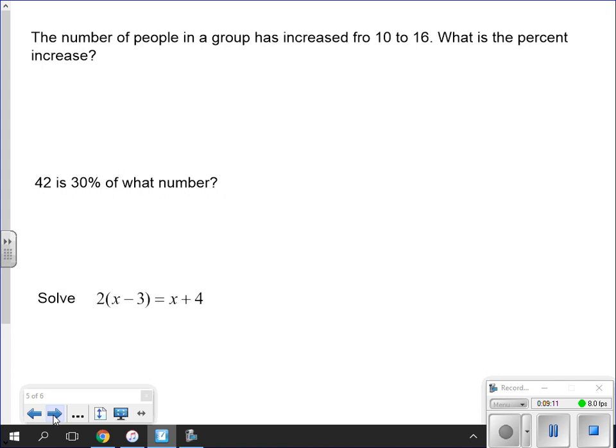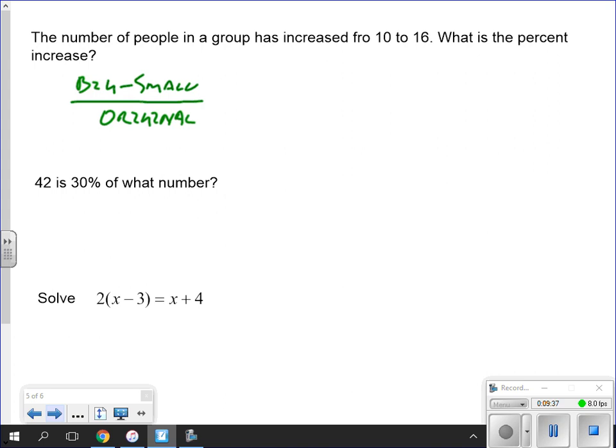Okay. So the number of people in a group has increased from 10 to 16. What is the percent increase? To find the percent change, percent increase or decrease, it doesn't matter, you take the big number minus the small number divided by the original number.